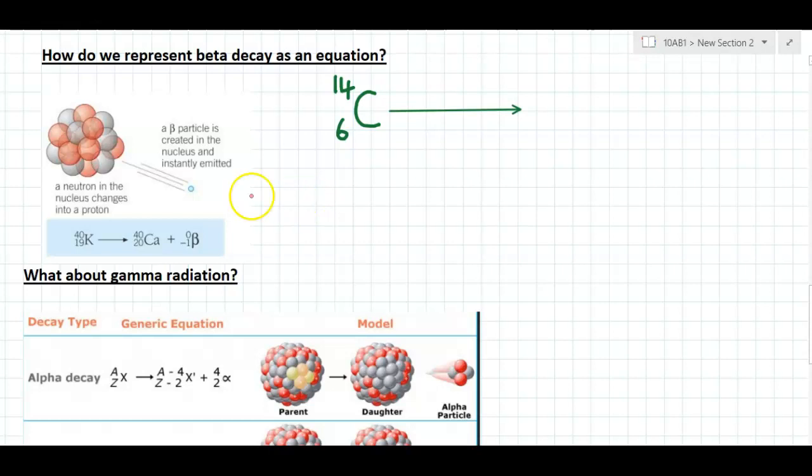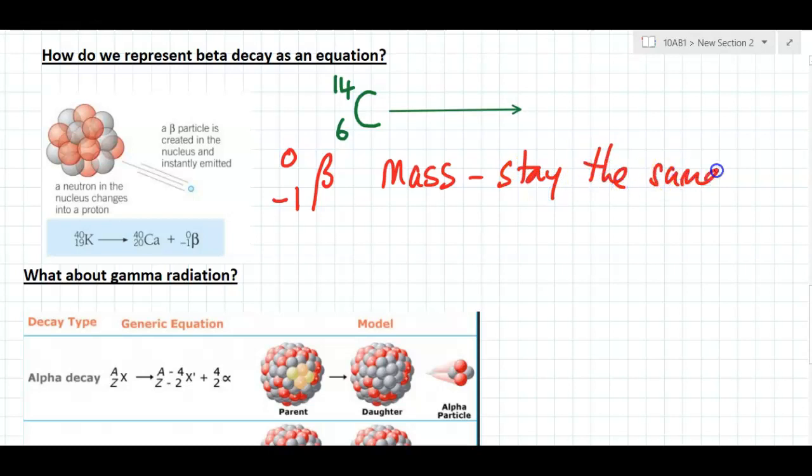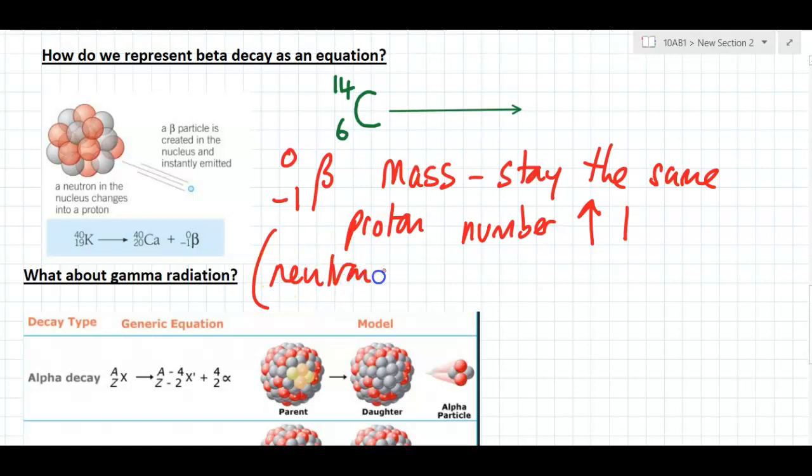Okay, let's do the same for beta decay. Remember what we said about beta particles. It is an electron that has come from the nucleus. During beta decay, the mass of atoms will stay the same, whereas the proton number will go up by 1, because during beta decay a neutron has become a proton.